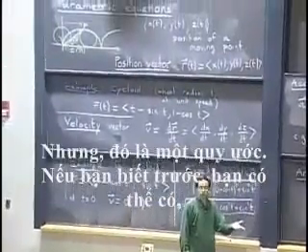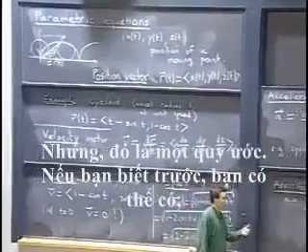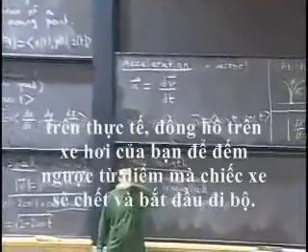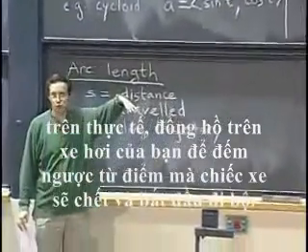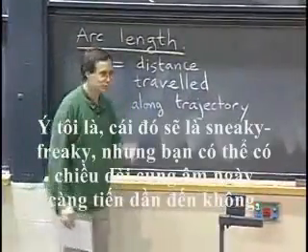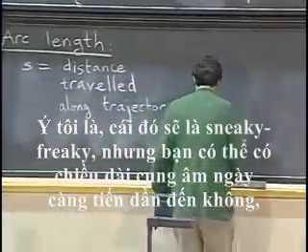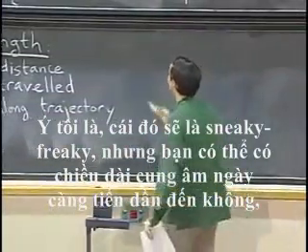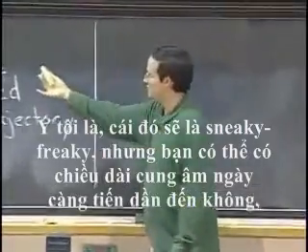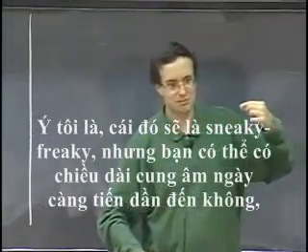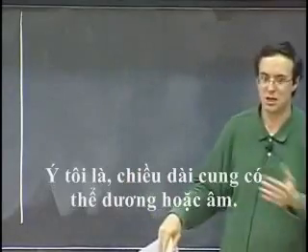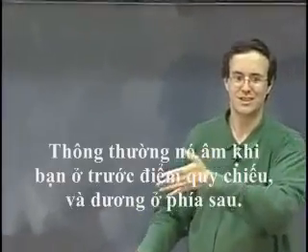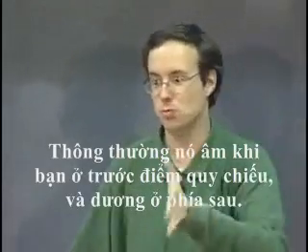But it's a convention. If you knew in advance, you could have your car's mileage counter count backwards, from the point where the car will die and stop working. I mean, that would be slightly freaky, but you could certainly have a negative arc length that gets closer and closer to 0 and gets to 0 at the end of the trajectory, or anything you want. Arc length could be positive or negative. Typically, it's negative when you're before the reference point and positive afterwards.